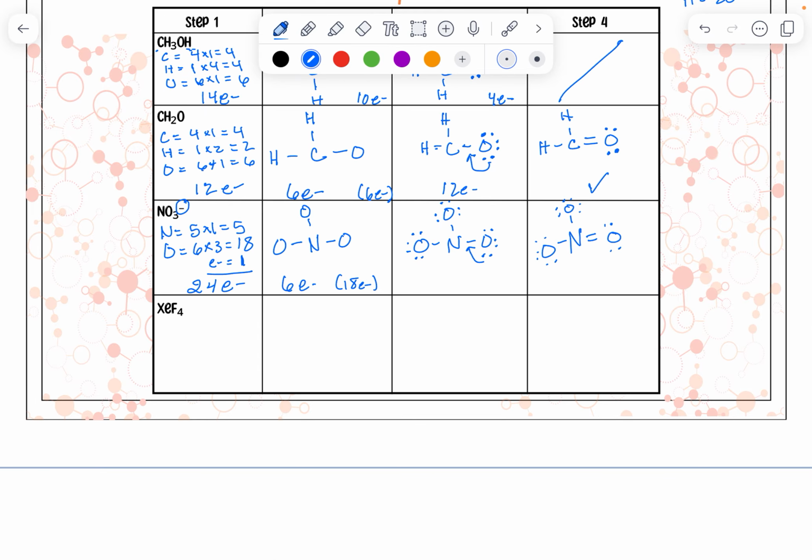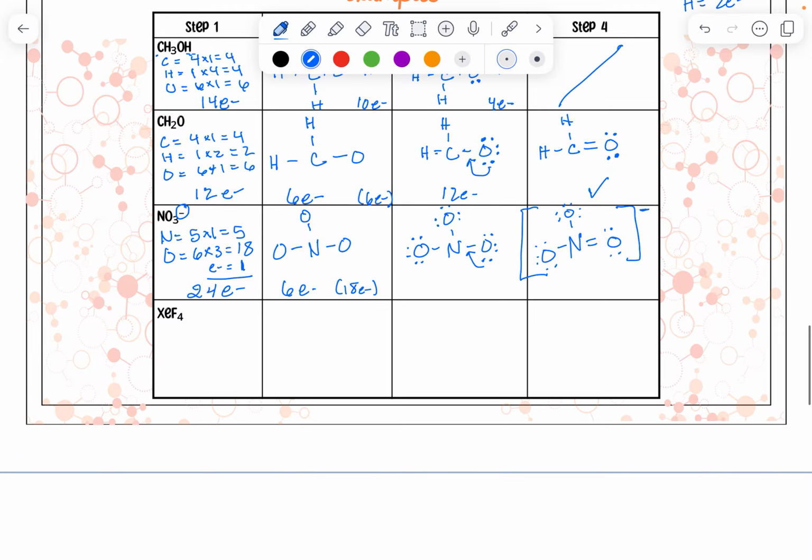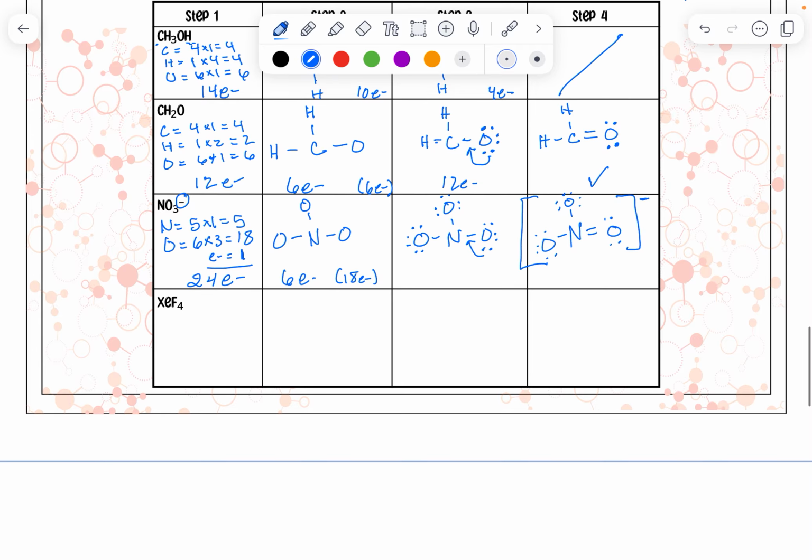The other convention is that when we have a negative charge, we put brackets around the molecule and we put the negative there just to indicate that there's an extra electron there, that it has a charge, okay? It has an ion charge. I shouldn't say ionic, but it has an ion charge. Let me correct that.